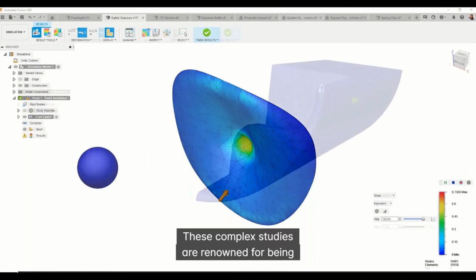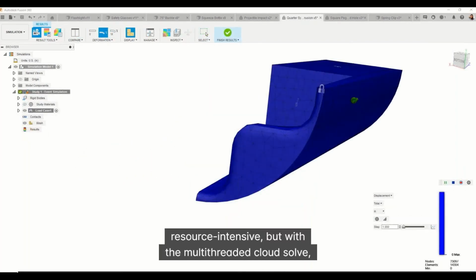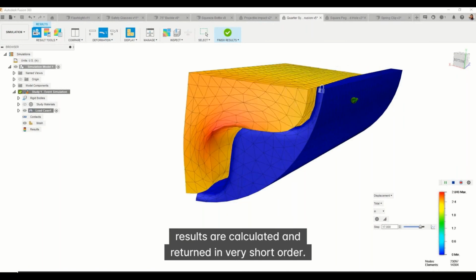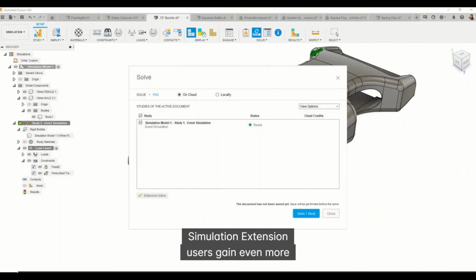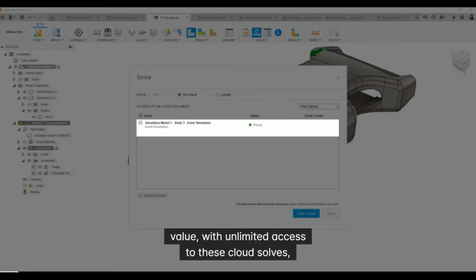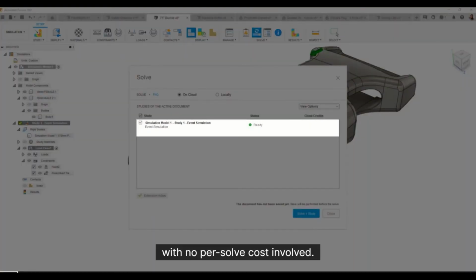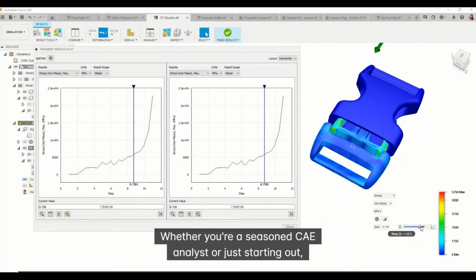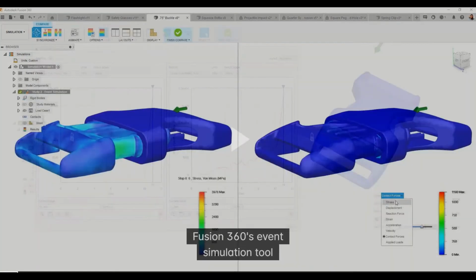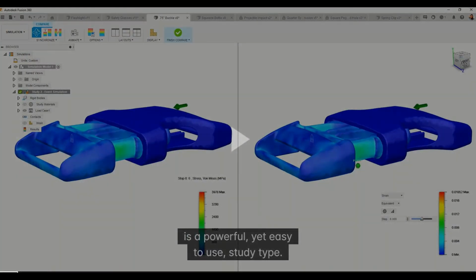These complex studies are renowned for being resource intensive, but with these multi-threaded cloud resources, the results are calculated and returned in very short order over the cloud. Simulation extension users gain value with unlimited access to these cloud resources with no per-use cost involved. Whether you're a seasoned CAE analyst or just starting out, Fusion 360's event simulation tool is a powerful yet easy to use study guide.